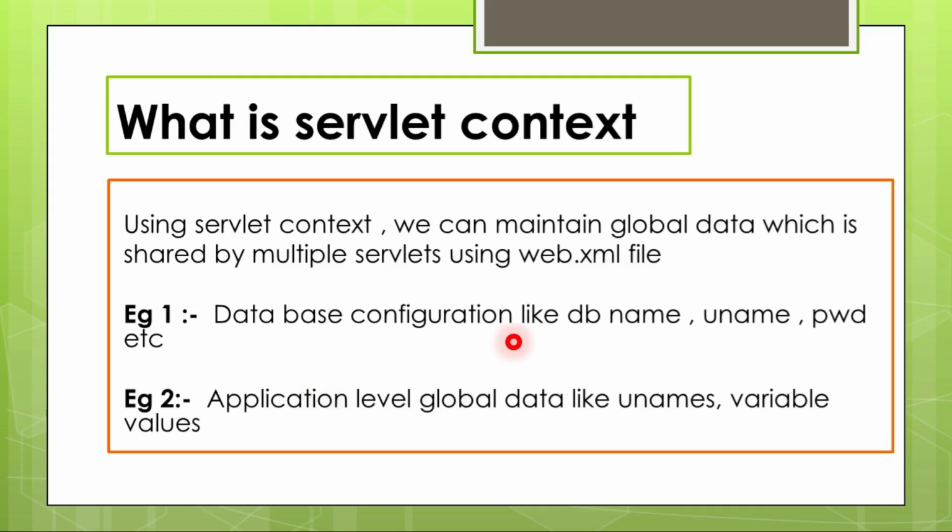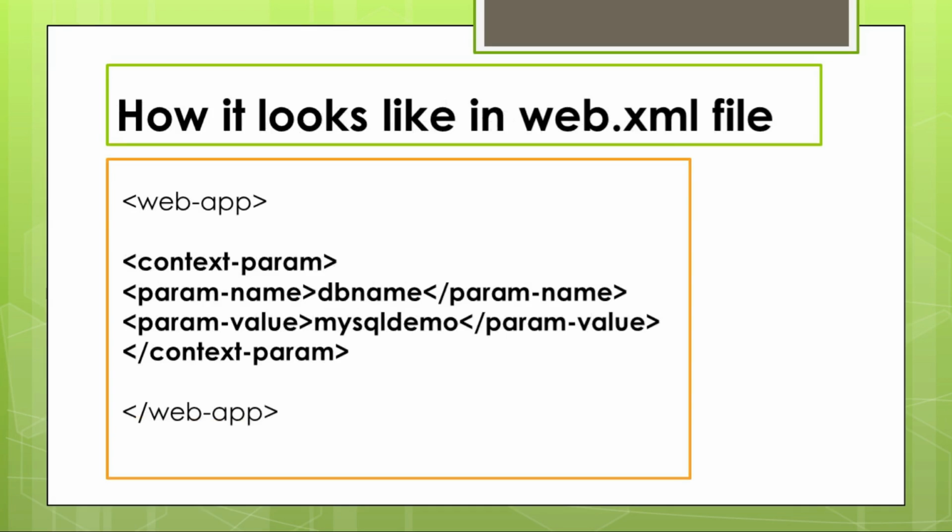Database configurations that we can maintain in the web.xml file, and at application level, global data like usernames and passwords. These variable names, like attributes, we can maintain in the web.xml file. Now we'll see in the web.xml file how these things can be done.